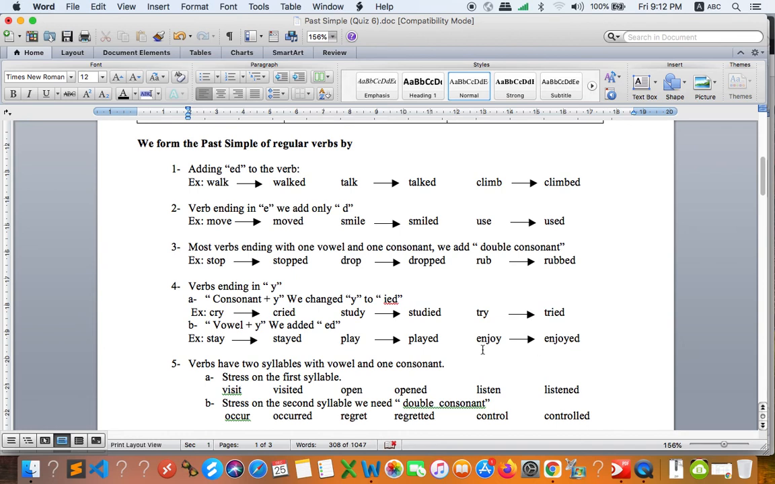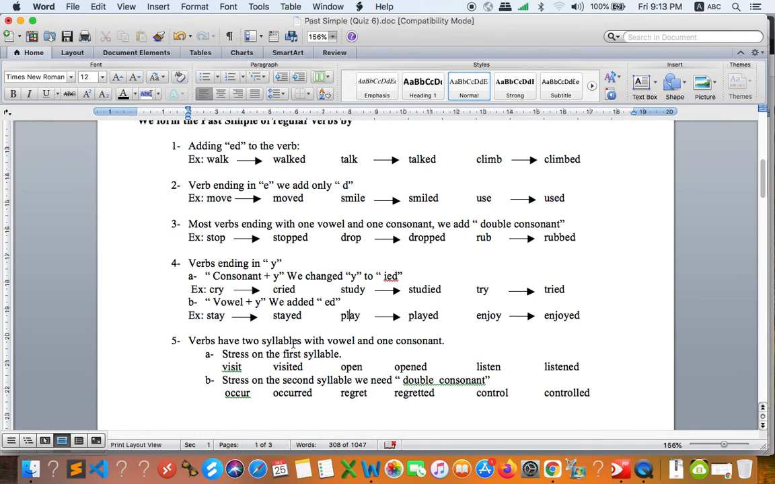Okay. Rule number 5, which is the last one. Verbs have 2 syllables or more, but this one starts from 2 with vowel and consonant. So as you can see right here, visit, visited. Why do you see SIT? It is about consonant, vowel, and consonant. Why don't we add double T and add ed? Okay. Open, just ed. Listen, CVC, but only ed.